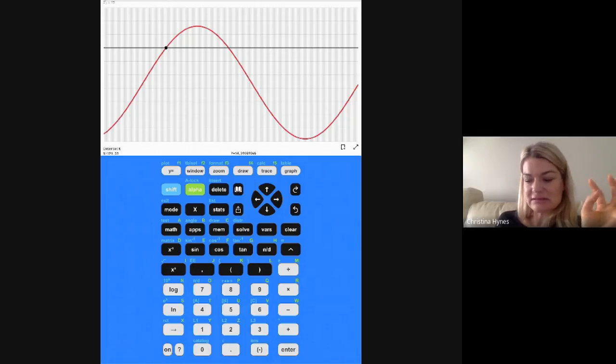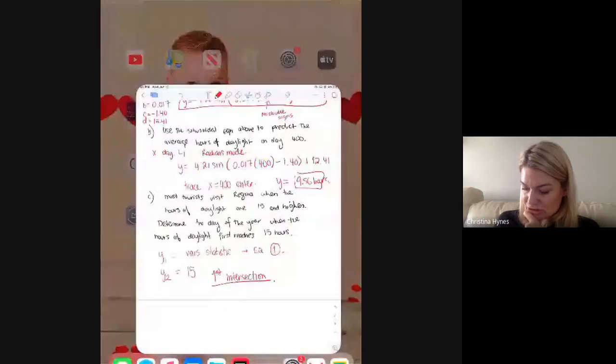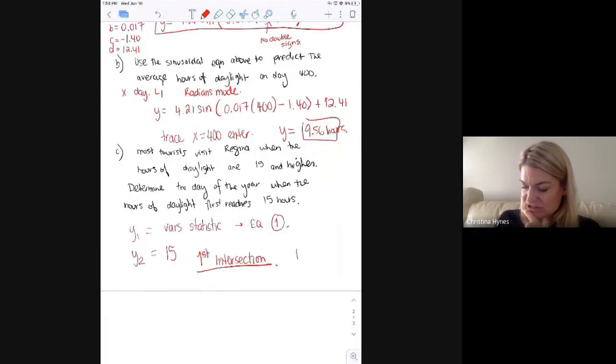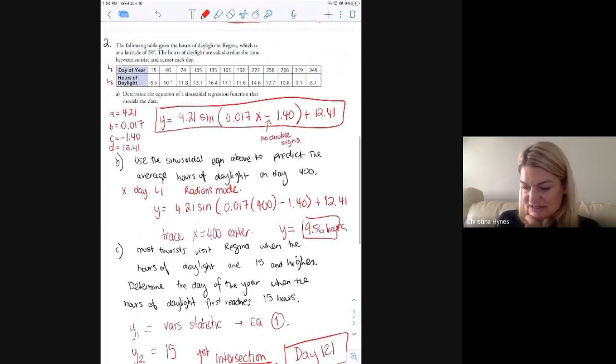Okay, so that's what you're doing, you're finding the intersection, and whatever your x coordinate is, that's your answer. So my first intersection was about day 121. And that is it. So that is how you finish these guys up.